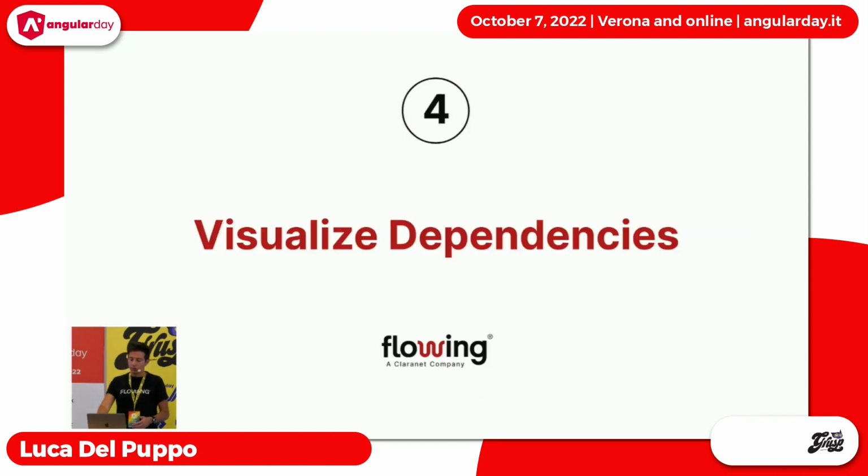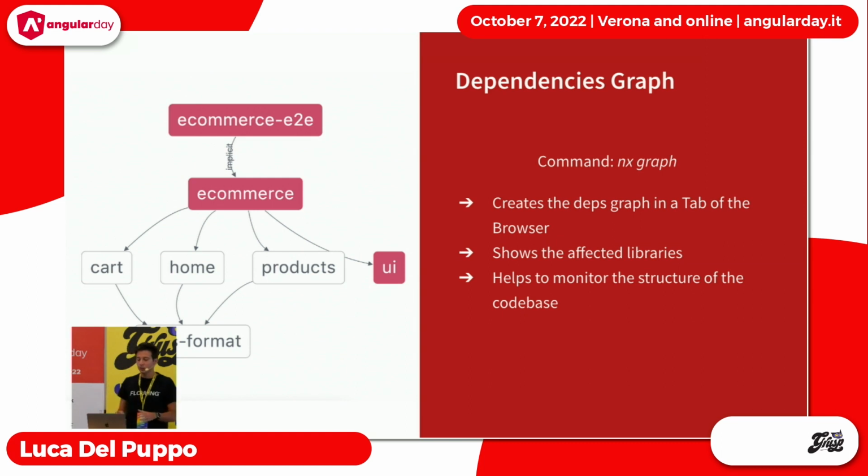The cherry on top: visualize dependencies. For me, this is the best feature in NX. If you run nx graph, NX starts a web application in your browser, and you can visualize the status of your workspace. So you can see the libraries and the applications, and understand how they are linked to each other.